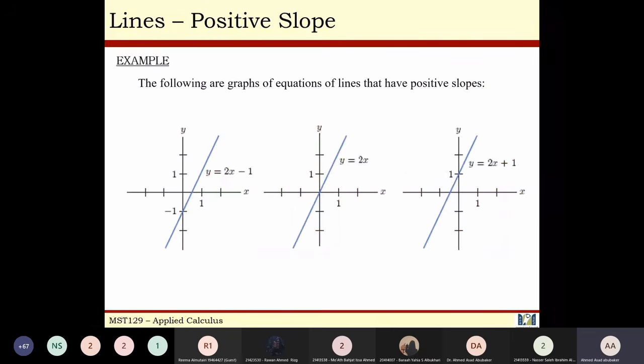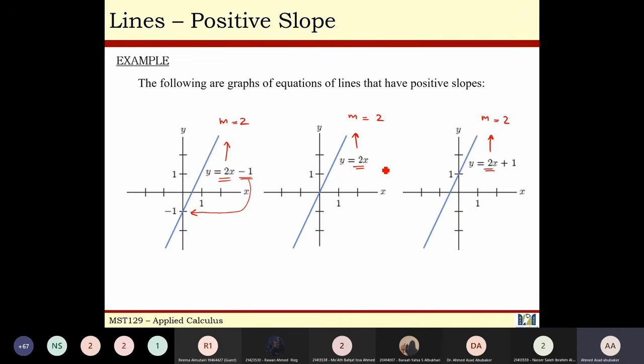Now look at this. We have 3 parallel lines. If we have parallel lines, we have the same slope. The slope for the first line is 2, the second line 2, and the third line 2. We have different lines, but parallel. Now look at the -1. This is the y-intercept. The y-intercept is -1 for the first line.